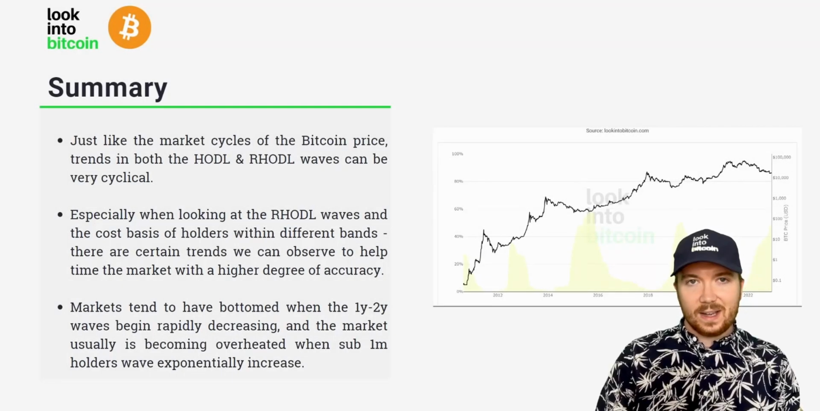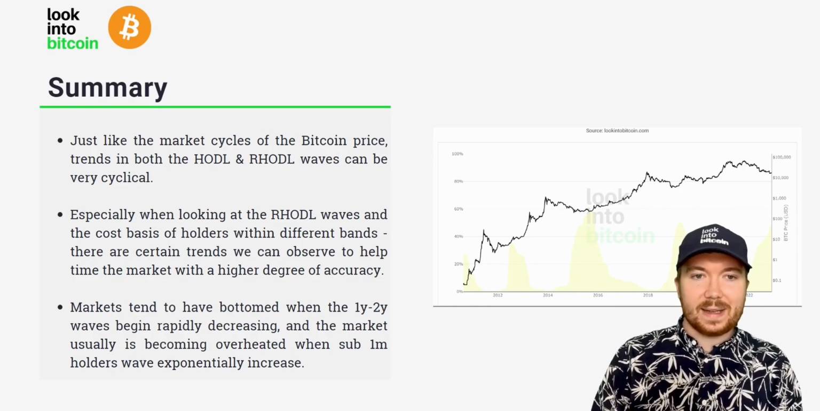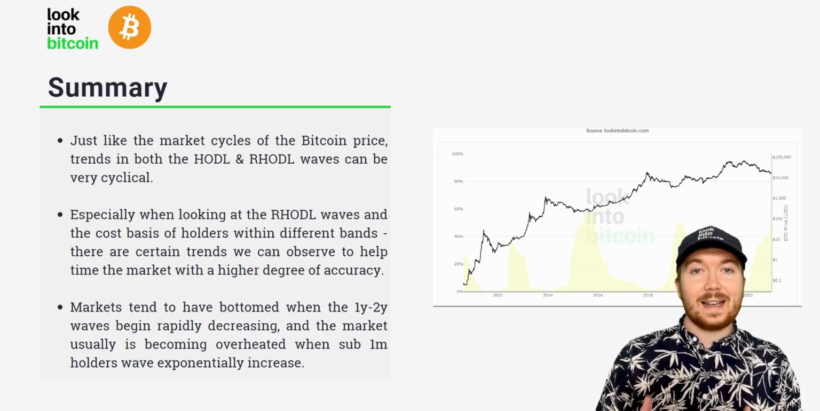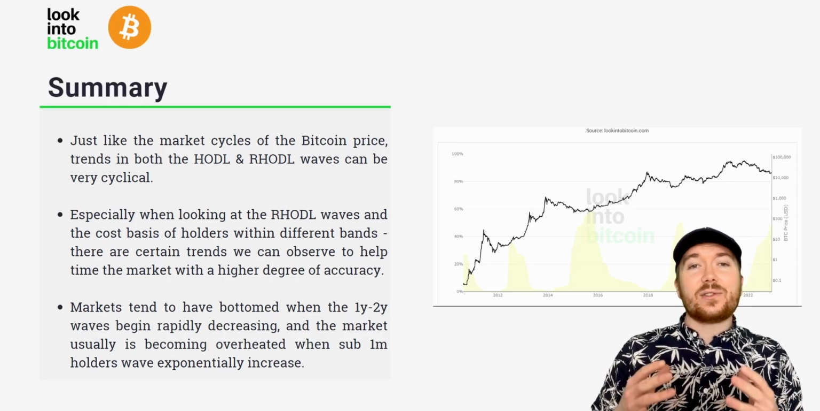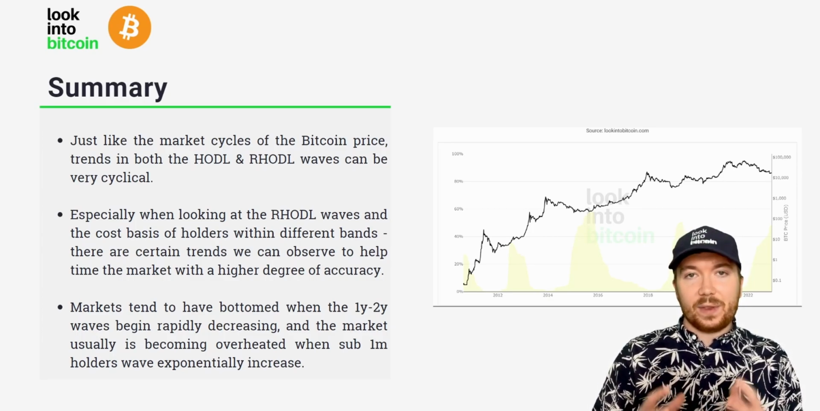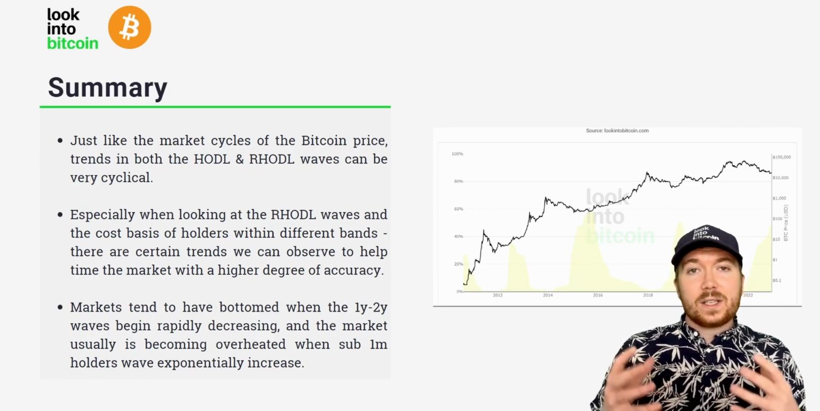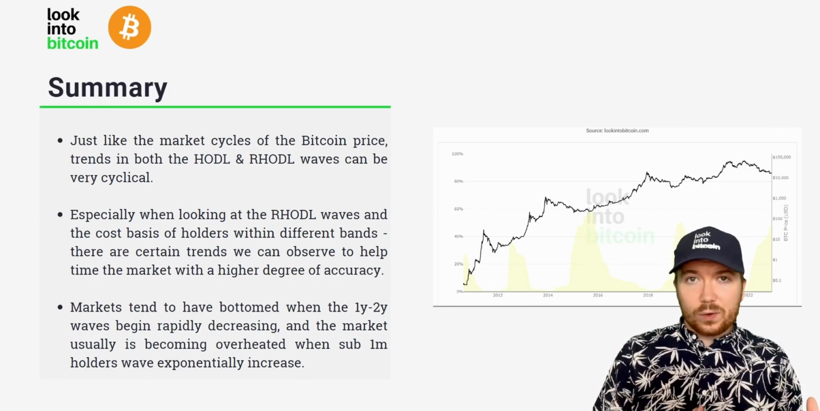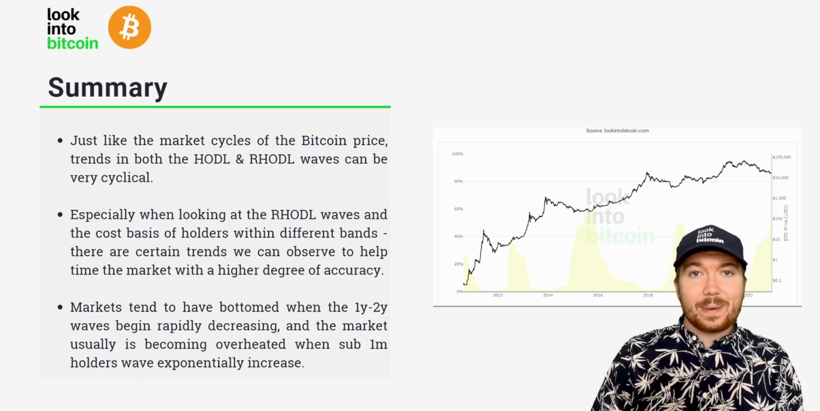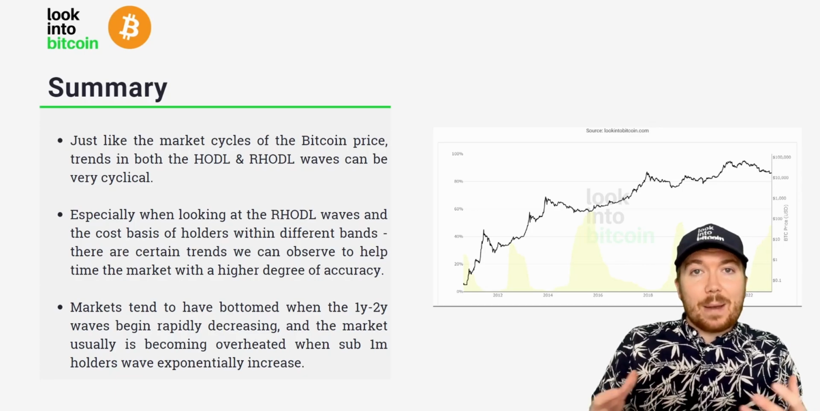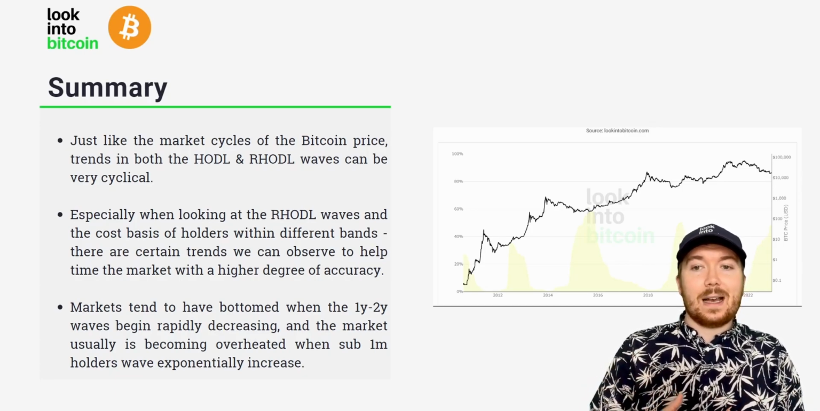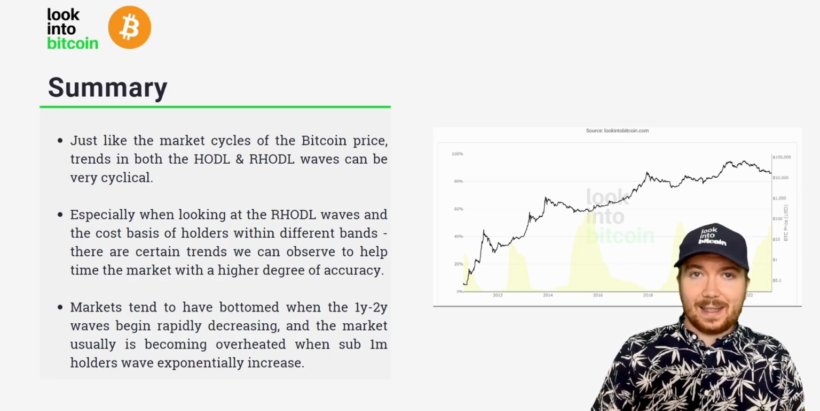So just to summarize, just like the market cycles of the Bitcoin price, trends in both the HODL and realized cap HODL waves, or the RHODL waves, can be very cyclical as well. And especially when looking at the RHODL waves and the cost basis within different bands, there are definitely trends we can observe to help time the market with a greater degree of accuracy. So for example, markets tend to have bottomed out when the 1 to 2 year bands start rapidly decreasing. And then usually when the 1 month and below wallets start to rapidly increase in their impact on the realized cap, this usually indicates that the market is becoming a little overheated.